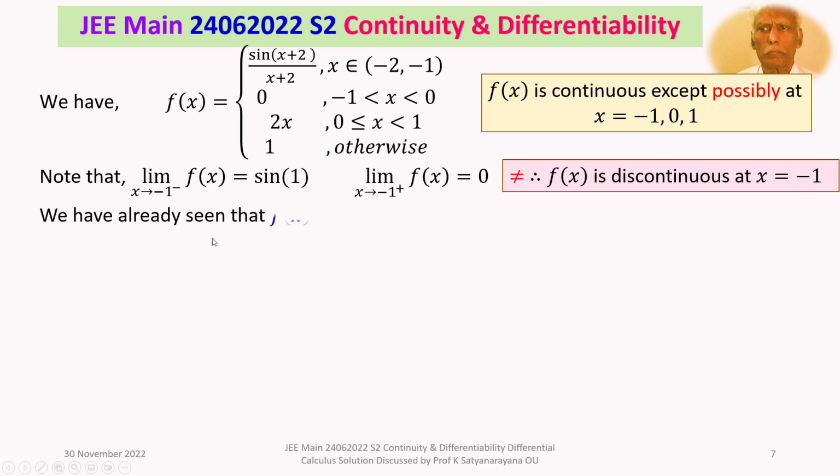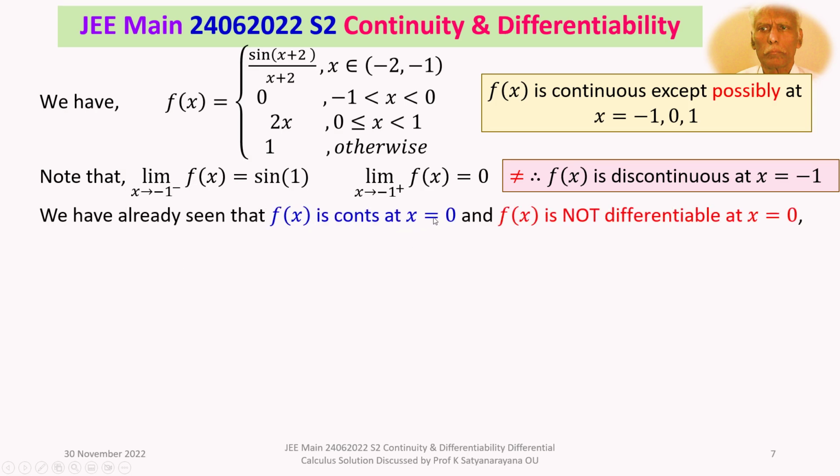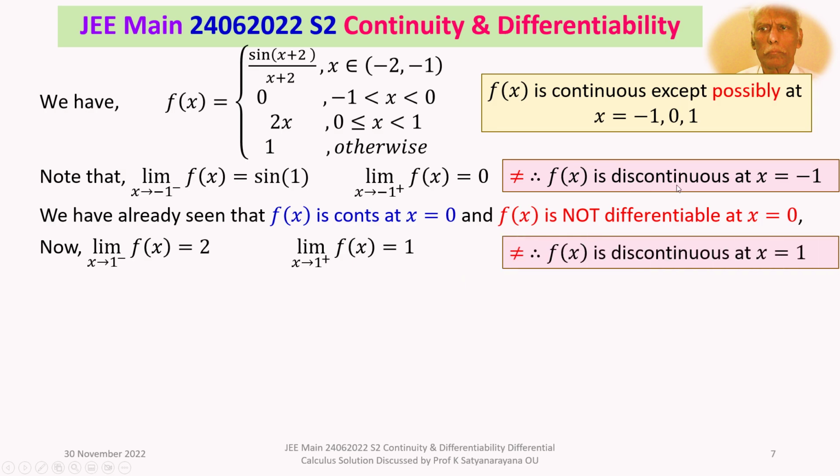We have already seen that f(x) is continuous at x equals 0 and f(x) is not differentiable at x equals 0. Now what happens at x equals 1? The limit as x tends to 1 minus, that is the left limit, is 2 into 1, which is 2. The right limit is 1. They are not equal, a jump takes place. Therefore, f(x) is discontinuous at x equals 1.